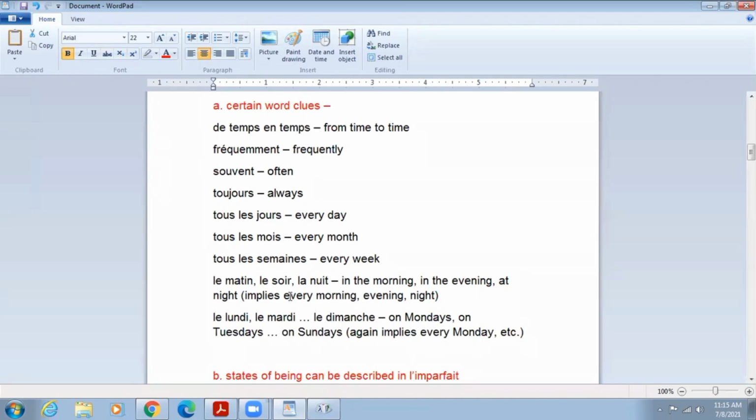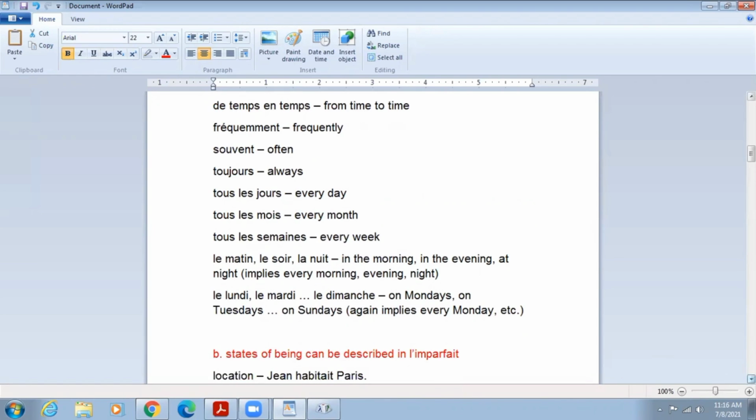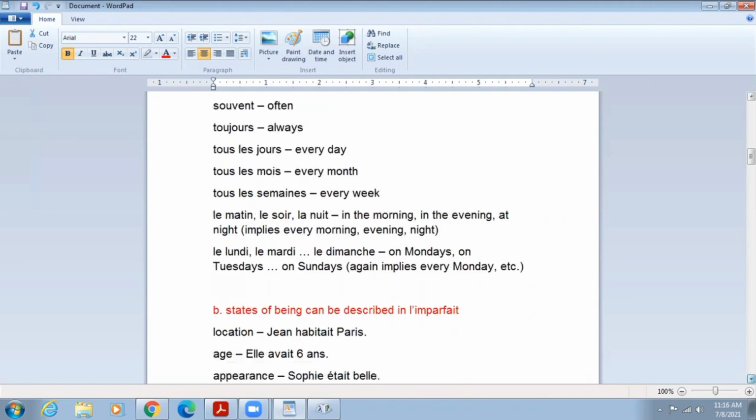So if you want to say every morning, every night, every evening, for that we use le matin, means in the morning or every morning. Le soir, in the evening or every evening. La nuit, at night or every night. Ça va? So you have to put le before matin, soir or nuit if you want to add every before it. If you don't want to add every before it, then better to use du. Du matin, du soir, de la nuit, because nuit is a feminine word. Okay. For every, it is le or la.